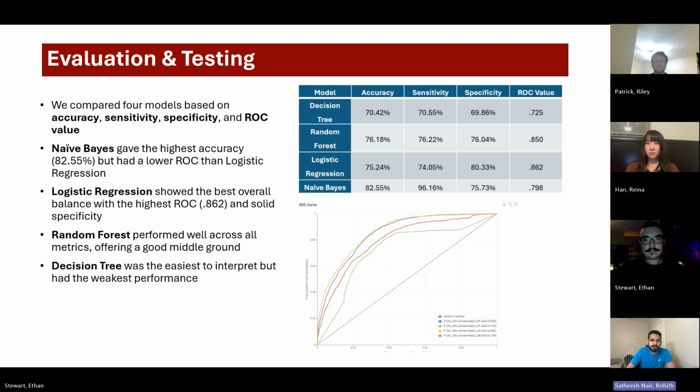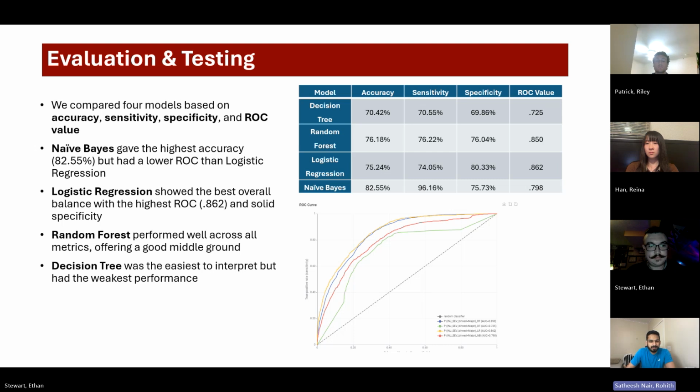After building the models, we evaluated them based on 4 criteria, which are accuracy, sensitivity, specificity, and their ROC value. So naive Bayes had the highest accuracy at 82.55%, but its ROC score was lower compared to logistic regression. The logistic regression offered the best balance overall, with the highest ROC value at 0.862 and strong specificity. But the random forest also performed very well across all metrics, providing a robust middle ground option. And while the decision tree was the easiest model to interpret, it showed the weakest performance in terms of overall metrics, as shown from the ROC curve on the screen.